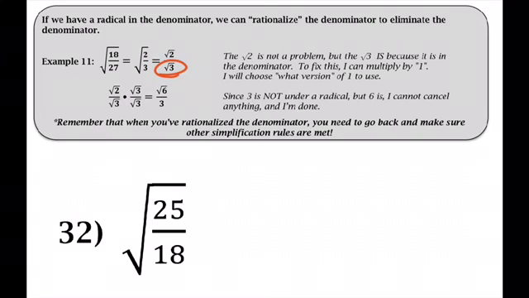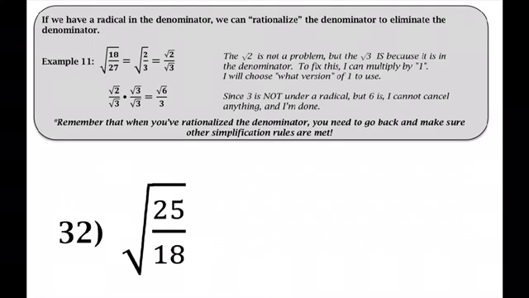So the square root of 2 is not the problem, but square root of 3 is because it's in the denominator. So what we can do is what's called rationalize the denominator, so we make it into a rational number instead of an irrational number. And so we rationalize the denominator by multiplying by 1.